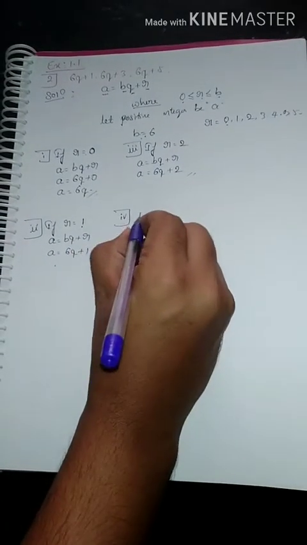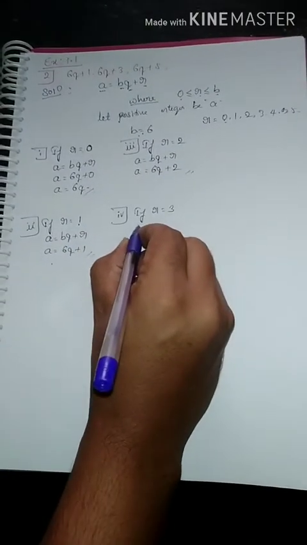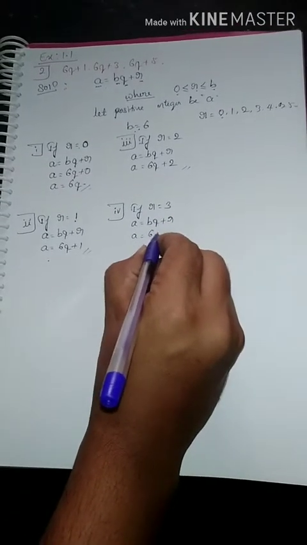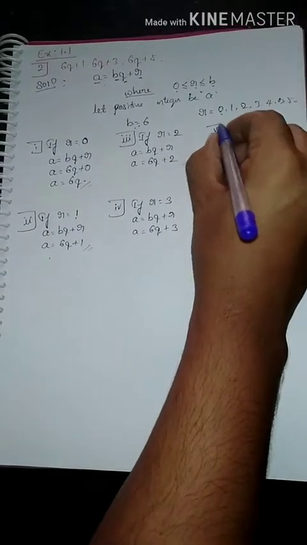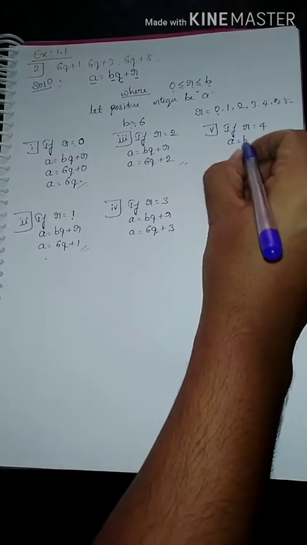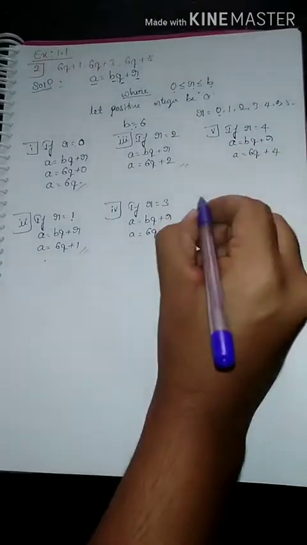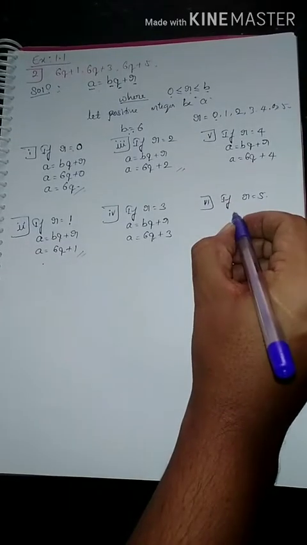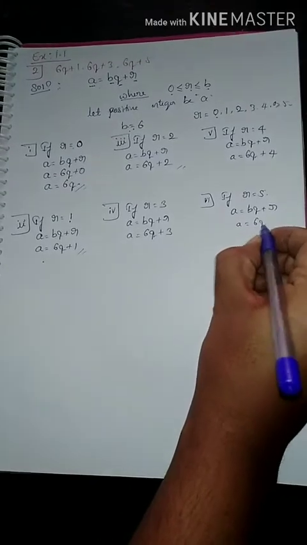Fourth one, if r is equal to 3, the Euclid division lemma becomes a is equal to 6q plus 3. Okay. The next, fifth one, if r is equal to 4, the Euclid division lemma becomes a is equal to 6q plus 4. If r is equal to 5, the Euclid division lemma becomes a is equal to 6q plus 5.